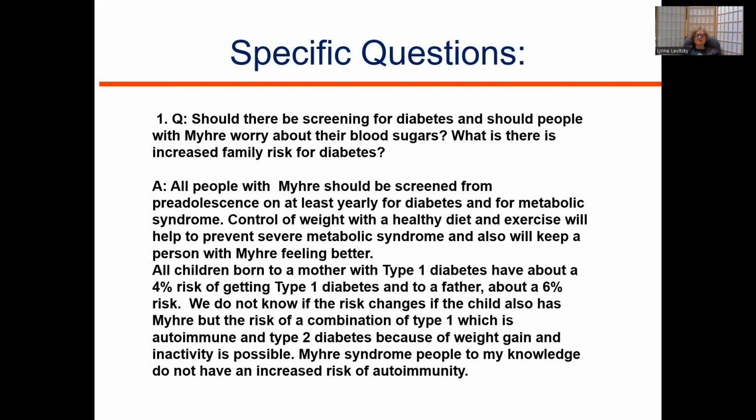So this question was asked by someone who had a child with Myhre, and the mother had type 1 diabetes, which is an autoimmune condition. If a child is born to a mother with type 1 diabetes, that child has about a 4% risk of getting type 1 diabetes, and to a father who has type 1, about a 6% risk. We don't know if the risk changes if the child also has Myhre syndrome, but the risk of a combination of type 1, which is autoimmune, and type 2 diabetes because of weight gain and inactivity is possible. Myhre syndrome people, to my knowledge, don't have an increased risk of autoimmunity, so that shouldn't be a problem.